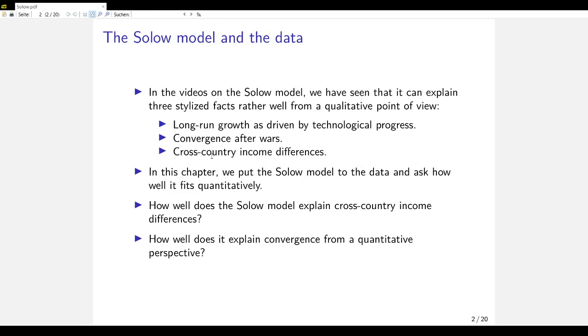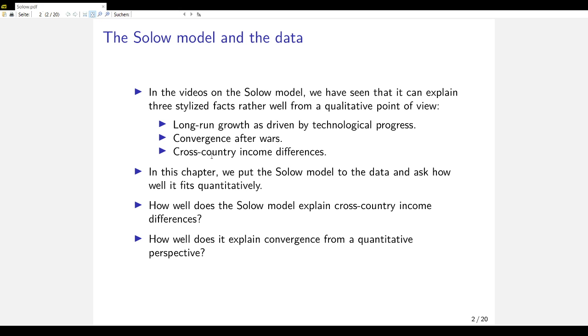We've already seen in the videos on the Solow model that it can explain three stylized facts rather well from a qualitative point of view. First, long-run economic growth as driven by technological progress, so that economic growth is rather similar across similar countries with a similar level of technology. Second, that there is convergence after wars. We've seen this with Germany after the Second World War. And third, that in principle, the Solow model can explain cross-country income differences by differences in the parameters of the model.